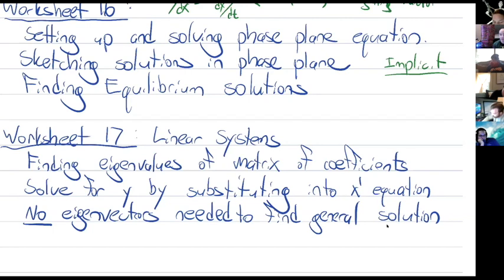eigenvalues for the matrix of coefficients, and then finding the general solution for X, plugging that into the differential equation, and then finding the general solution for Y. So let me just say that this did not involve any eigenvectors. So in particular, if you're solving a linear system where you have complex or repeated roots, you're definitely not going to want to go the eigenvector route, since those eigenvectors are going to be really complex to find when you have complex roots. So you don't need to do that.